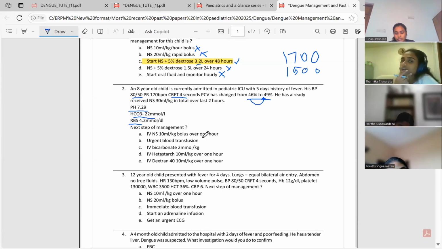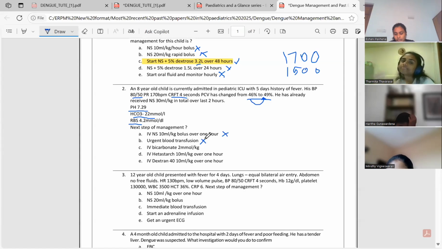Are you going to give another normal saline? No, that will be too much, isn't it? You don't give that much crystalloid. Right? Urgent blood transfusion. Do you go for blood transfusion? No, this child is not bleeding. Why? Hematocrit is not dropping.